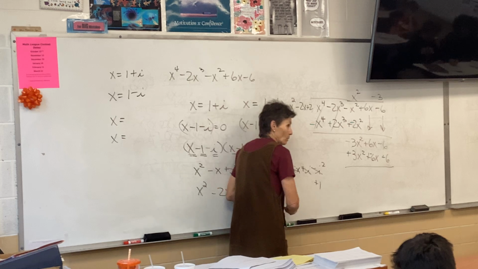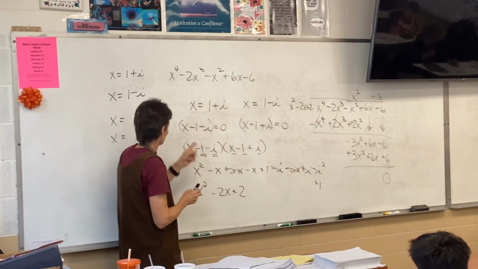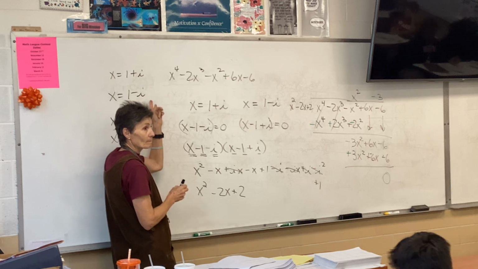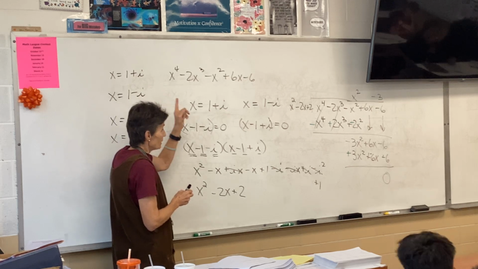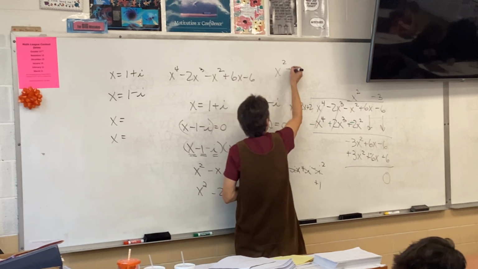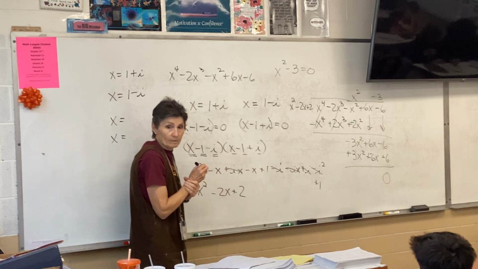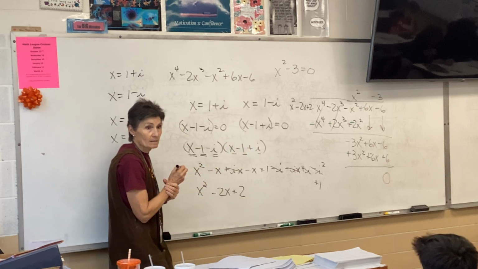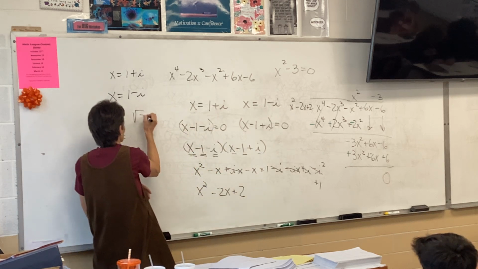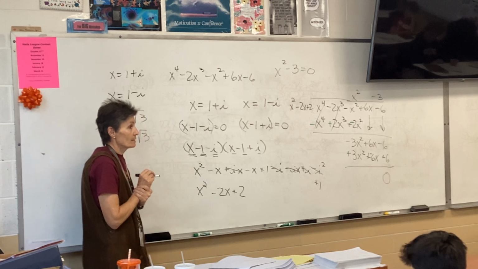And I knew that would happen because these were factors, right? Now, what's left is x squared minus 3. Can you solve that? Plus or minus square root of 3. And those are your other two answers.